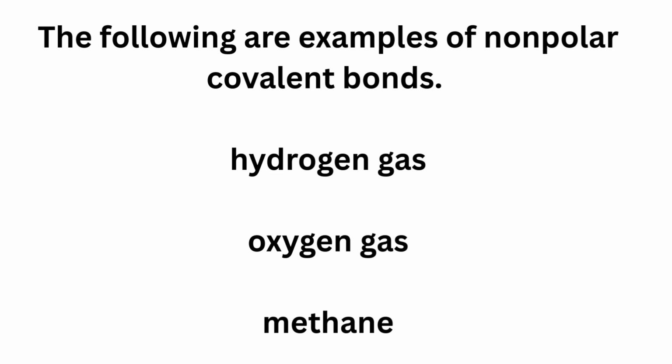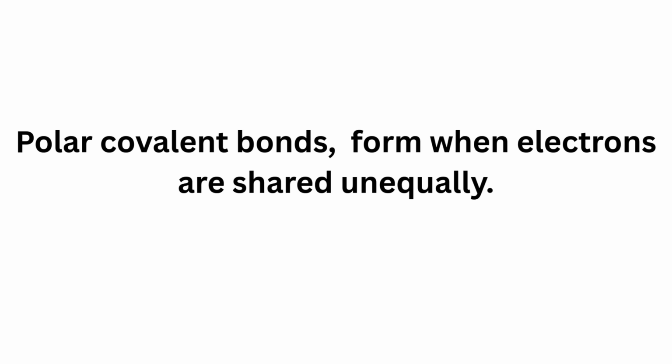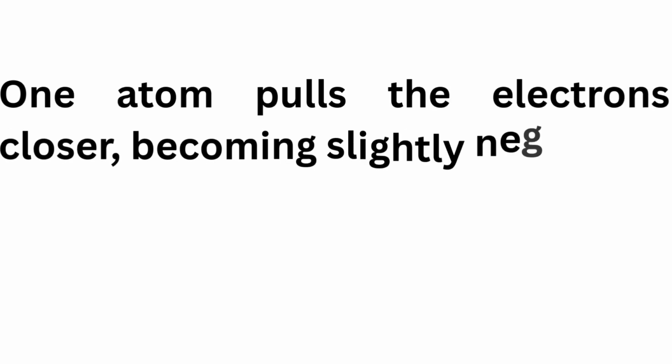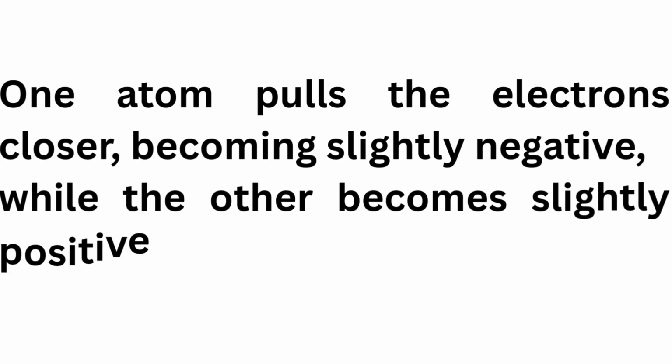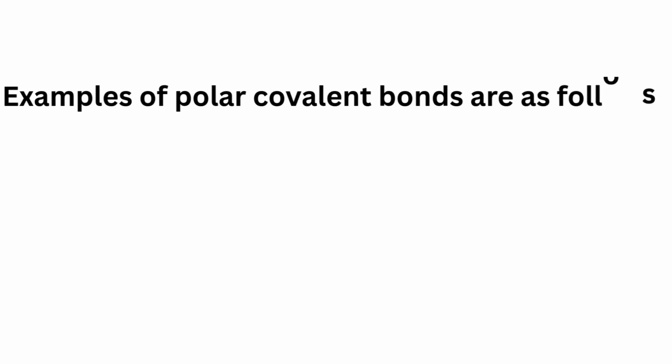A polar covalent bond, on the other hand, forms when electrons are shared unequally. One atom pulls the electrons closer, becoming slightly negative, while the other becomes somewhat positive. Examples of polar covalent bonds are as follows.